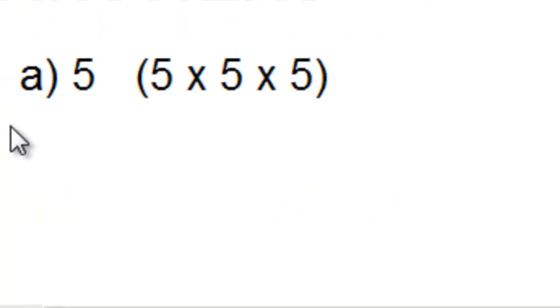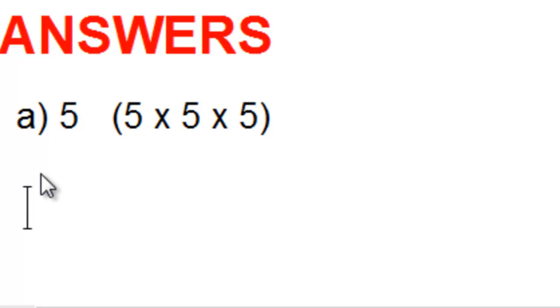Okay, in B, we want the cube root of negative 343. So what number do you multiply by itself 3 times to get negative 343? Well, the answer is negative 7. Because negative 7 times negative 7 times negative 7 is negative 343.